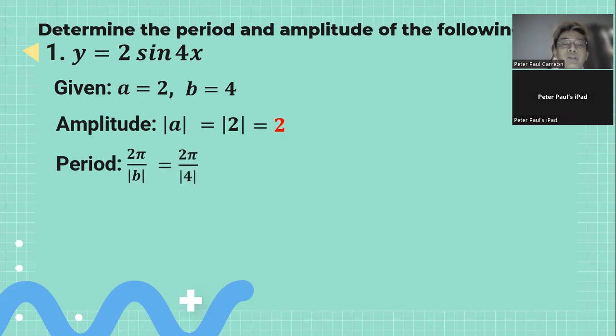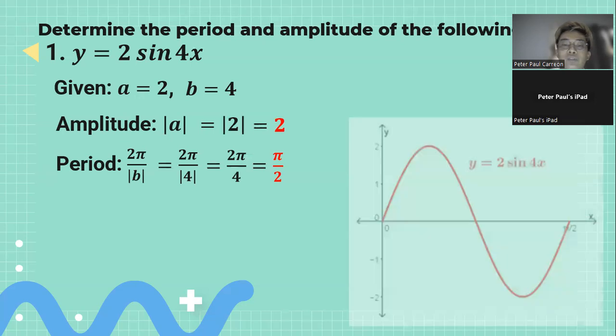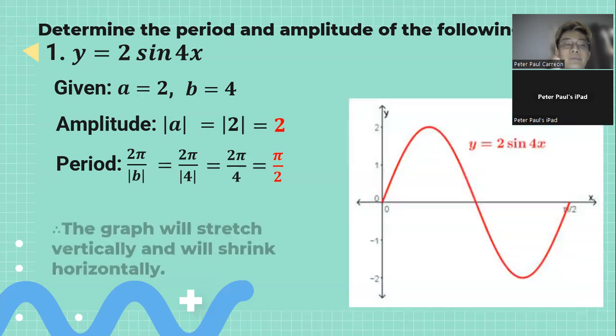For the period, we will use the formula 2 pi over the absolute value of B. So we have 2 pi over the absolute value of 4. In lowest term, that is 1/2, no? Or pi over 2 radians. So every pi over 2, nagkakaroon tayo ng repetitive and cyclic nature. So yan yung graph niya.